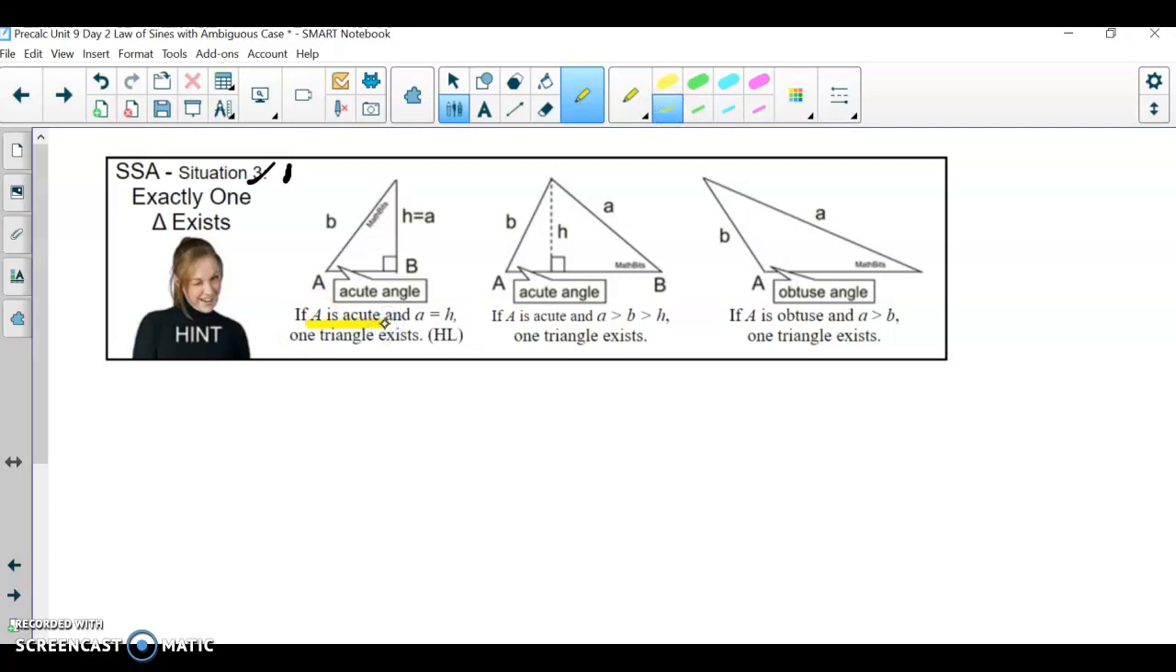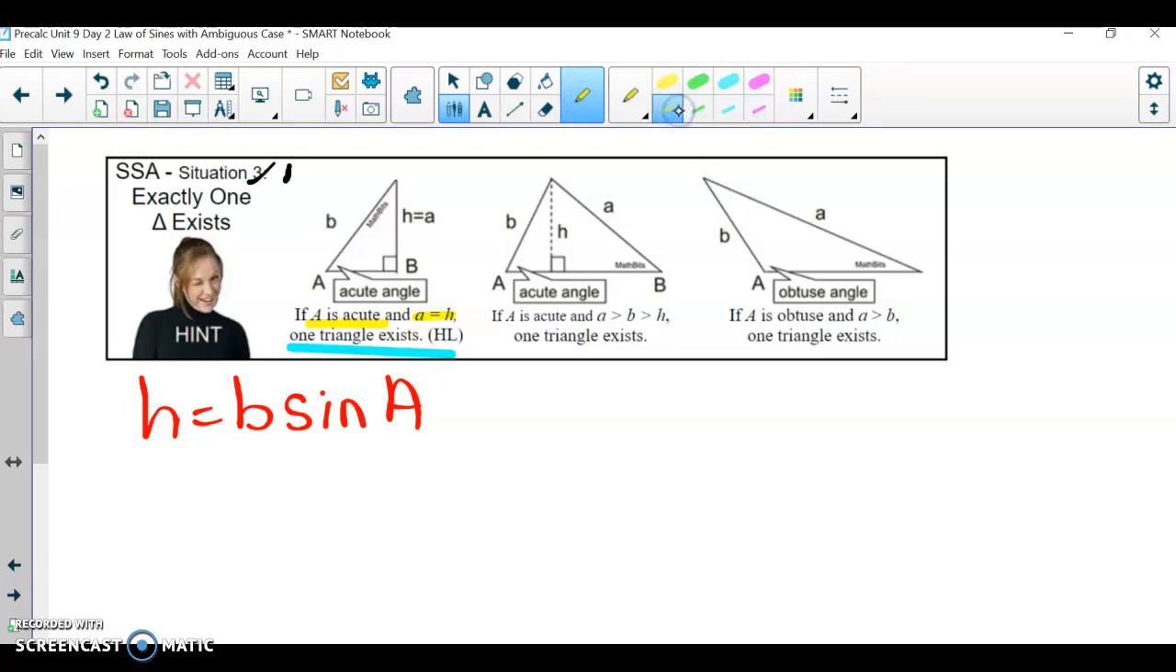So our first case that we see here is when A is an acute angle. And we have that A equals H. What is H? H is the height of your triangle. And how do we find that height? I'm going to give you a formula where it's easy to find that height. H is equal to B, the side B, times the sine of angle A. All I have to do is plug that into the calculator, and if A and H are equal and A is acute, then only one triangle exists.